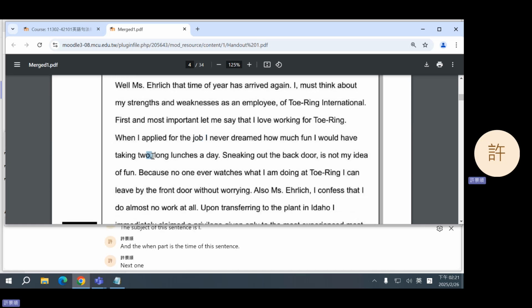Next one, you don't need this comma. 2 long lunches makes perfect sense. You can count how many long lunches you have. So the reason why some people might accidentally add a comma here is because if you have 2 adjectives of the same kind, then you would need to separate them with and or with a comma. We talked about this a little bit last semester.